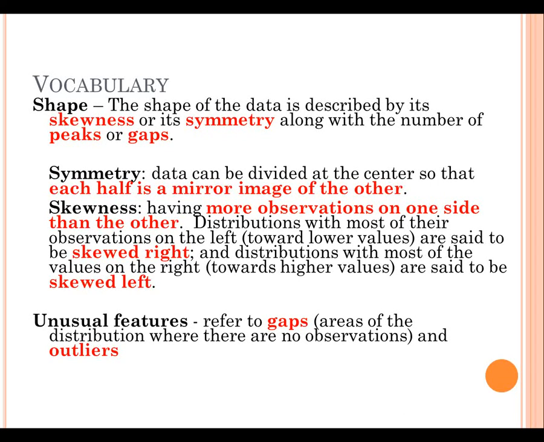Symmetry. Data can be divided at the center so that each half is a mirror image of the other. I'm introducing these, we'll have examples here in a little bit. So that would be symmetry. Skewness, having more observations on one side than the other. Distributions with most of their observations on the left toward the lower values are said to be skewed right. So the lower part is the skew. So you'd say skew right if it looked like, here, enough of describing it, I'm going to show you.